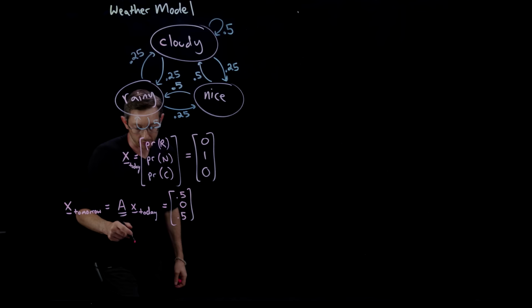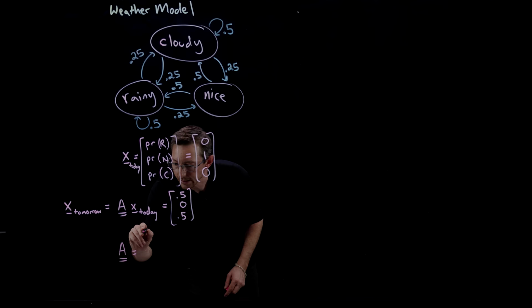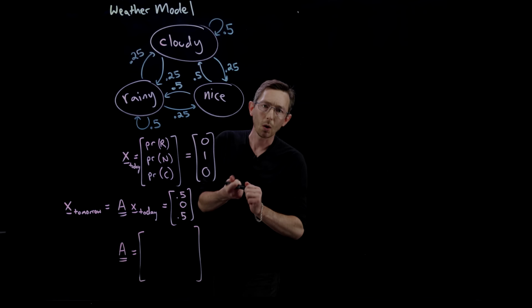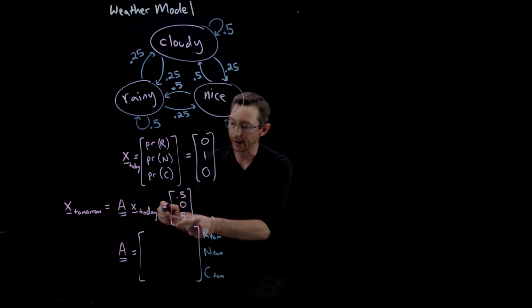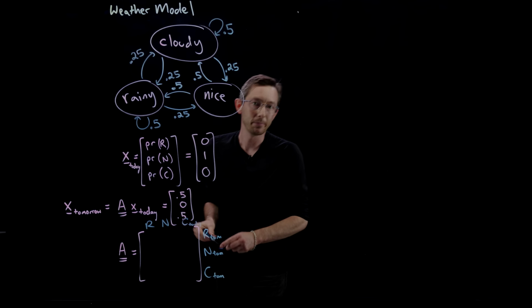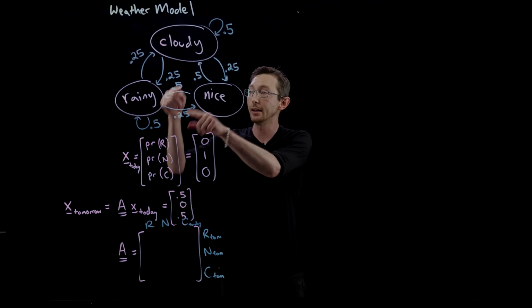So this A matrix quantifies, it's a big 3x3 matrix, and it tells me what's the chance of it being rainy tomorrow, or nice tomorrow, or cloudy tomorrow, given that it was rainy, nice, or cloudy today. Literally this is a 3x3 matrix. It's got nine numbers, and those nine numbers are these transition probabilities. So let's work through this and build up this A matrix from this model that we wrote down.